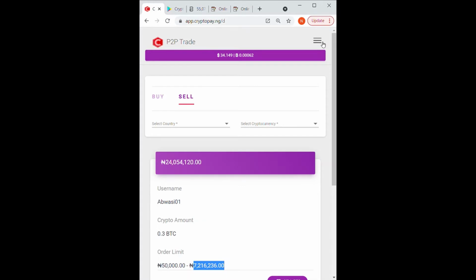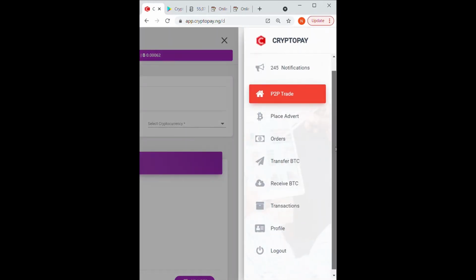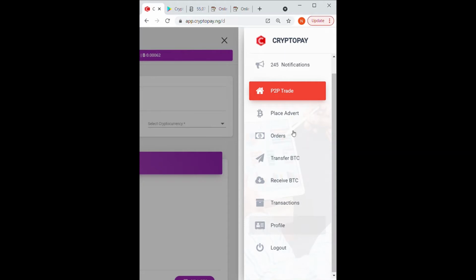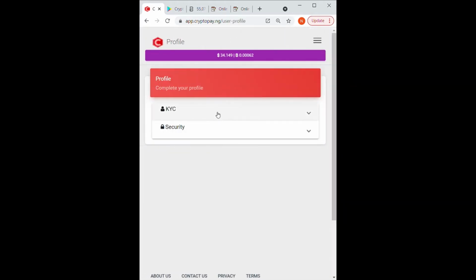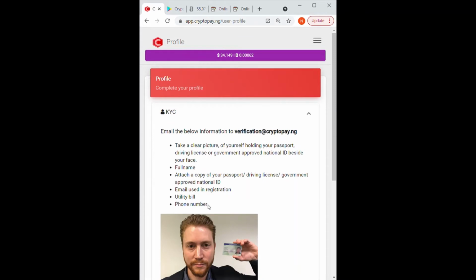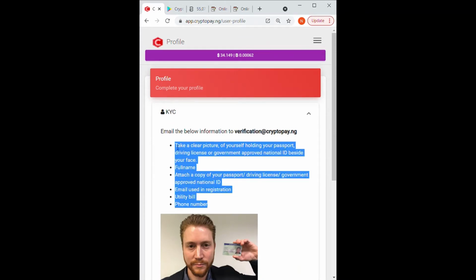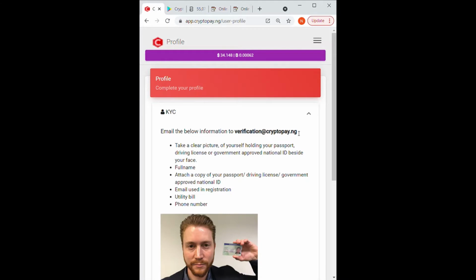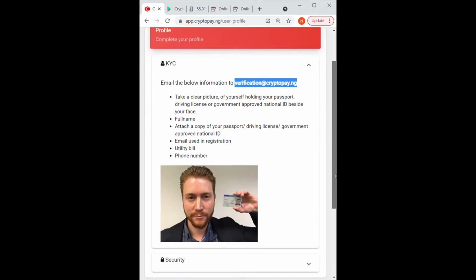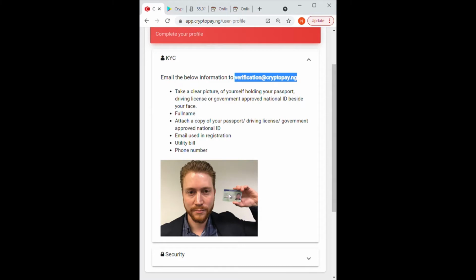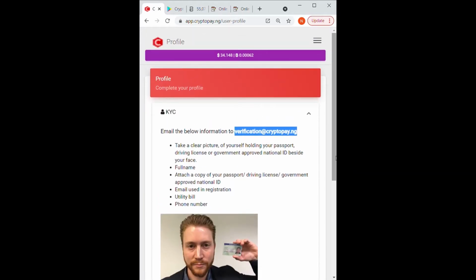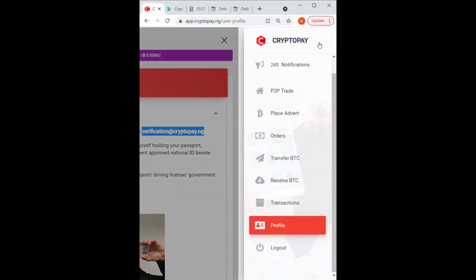First, you need to do your verification if you've not done that. So you just click on menu, you go to profile, KYC, and you send all this. These are all the requirements. You send it to this email. Please keep in mind you have to take a picture like this holding your ID, and within an hour or two after sending, your account is going to get verified. And as soon as your account is verified, this is the only way you can post advertisements with a verified account.